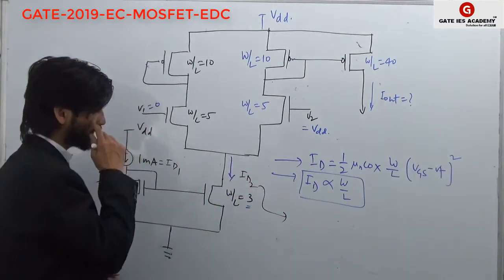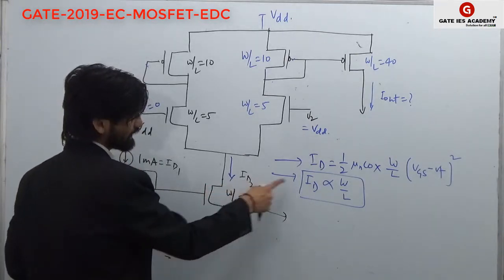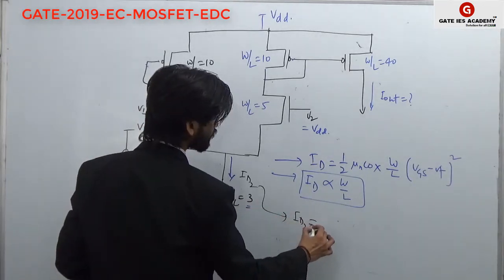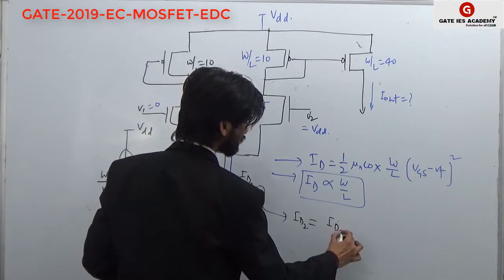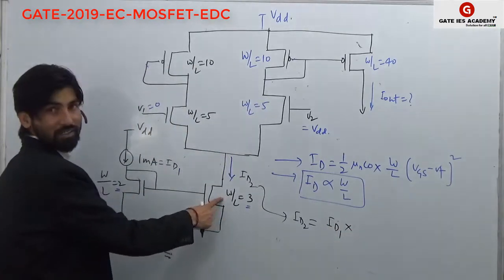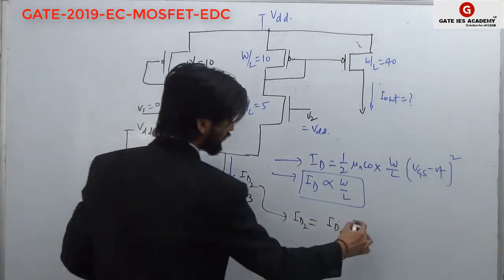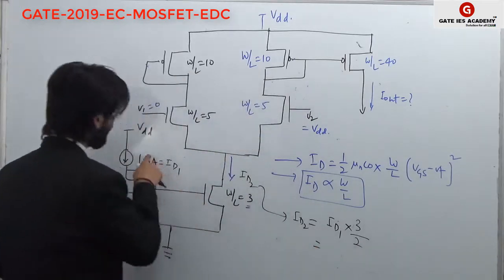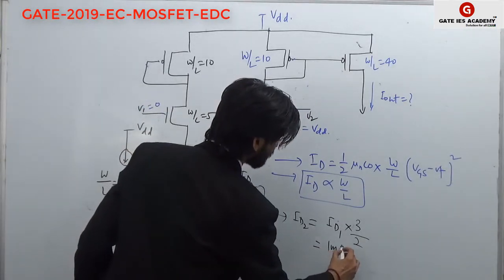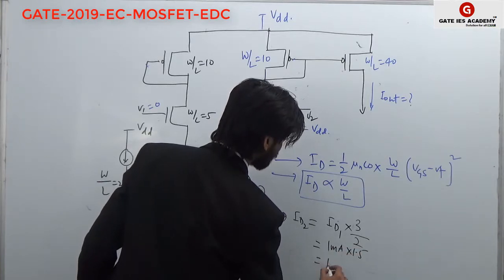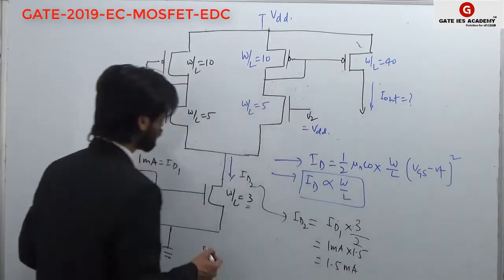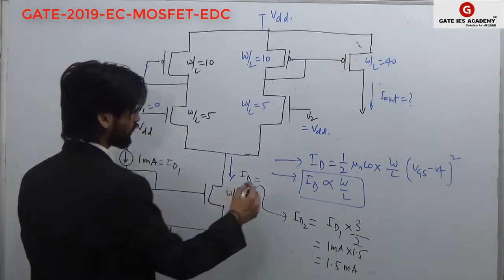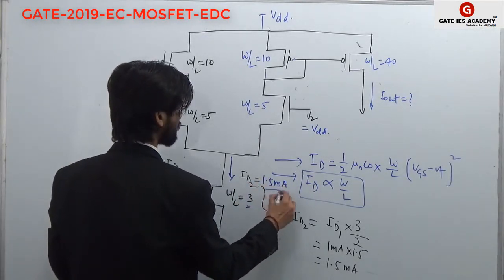We can find ID2 since ID is directly proportional to W by L. ID2 will be ID1 times W by L 2, which is 3 upon 2, so 1.5. ID1 is 1 milliampere, so 1 milliampere into 1.5 gives 1.5 milliampere. At this point the current ID2 flowing is 1.5 milliampere.